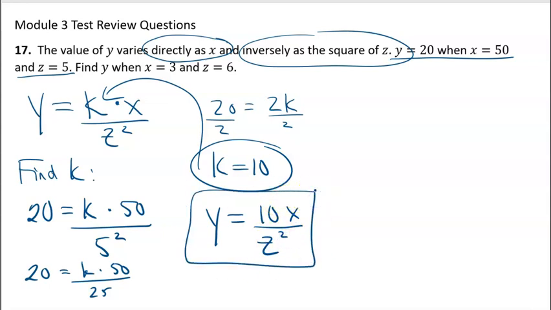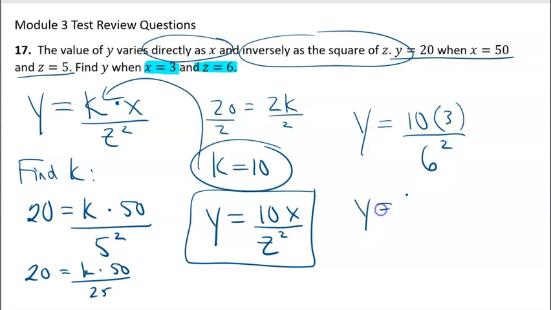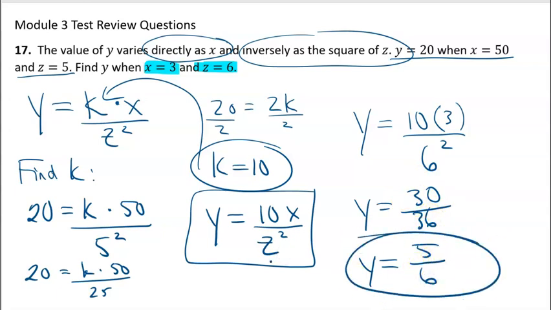Then they like to add that third line that just wants you to find y when x is something and z is something. So notice this time, let me use my highlighter. X is 3 and z is 6. So I'm just going to plug that in, and that's going to tell me what y is. So I have y equals 10, remember, x is 3 and z is 6, so 6 squared. So 10 times 3 is 30, divided by 6 squared is 36. We could reduce that. Both of those divide by 6. So 30 divided by 6 is 5. 36 divided by 6 is 6. Or if you wanted to type that in your calculator, you could too. But I like my fractions. So y is equal to 5/6. Okay?